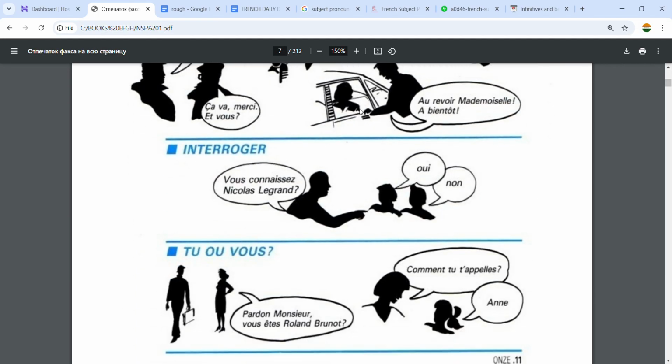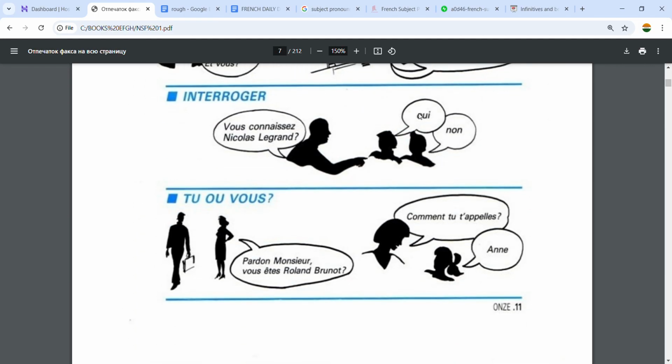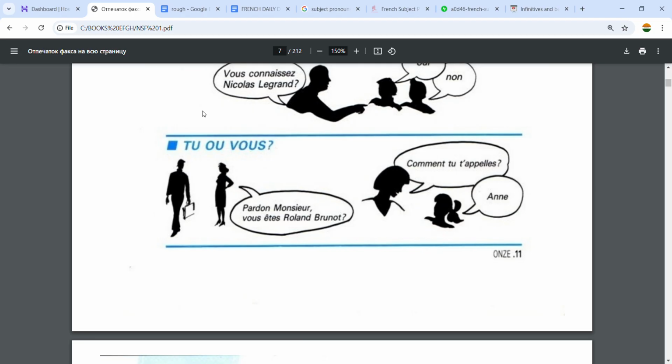Oui, yes, and non means no. Oui. It's not like the English we. You will see oui, you will not touch your lips together. Oui. It will be open. Oui. And non. Then tu ou vous.